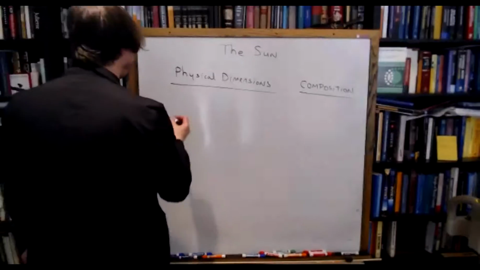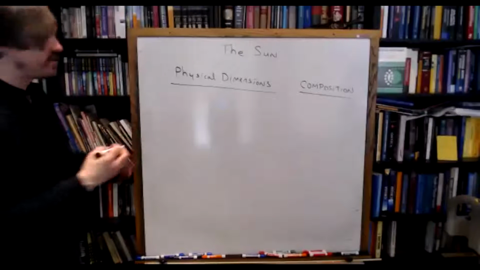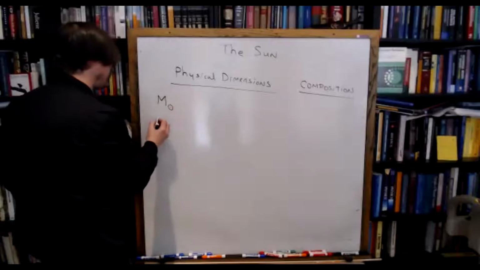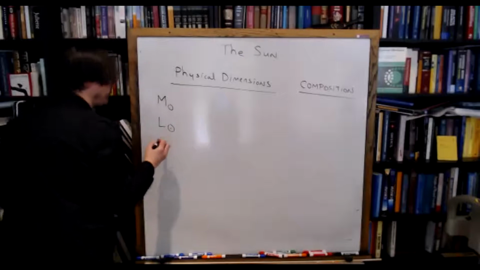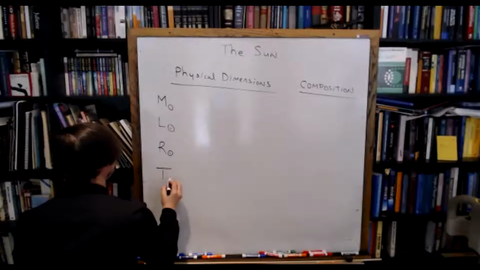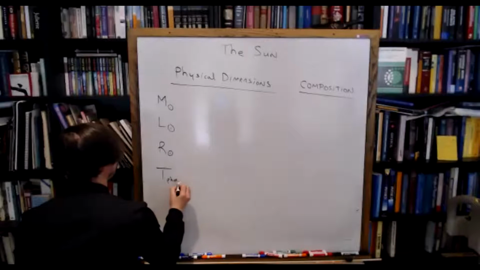Okay, so the physical dimensions that parameterize any star are usually the mass, the luminosity, the radius, and the temperature at the surface. The surface is called the photosphere.